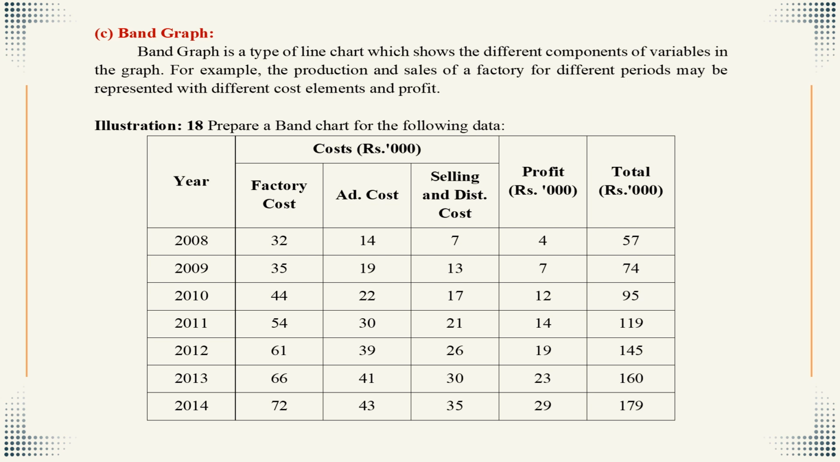That is, factory cost, administration cost, and selling and distribution cost have been given. Then profit is given. Then total means sales. Here the last column is sales, and when we take all that factory cost, administration cost, selling costs, the total will be the cost of production. Then cost of production plus profit is sales.